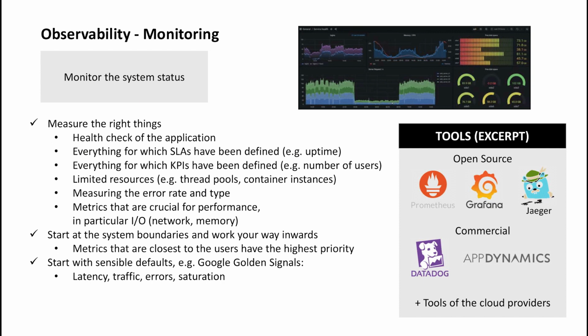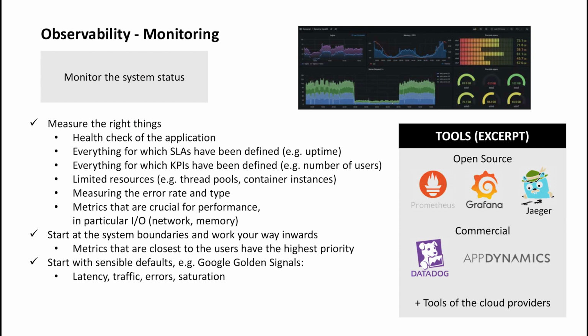If you are not sure what you should measure, use sensible defaults as a guide. One such default is the Google Golden Signals. Measure the latency, traffic, errors, and saturation, that is the utilization of your system. Please note, these metrics are particularly relevant for web applications. Other types of systems, such as a batch process, have other relevant metrics.